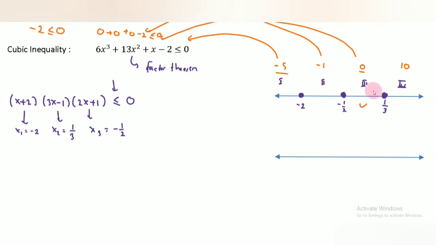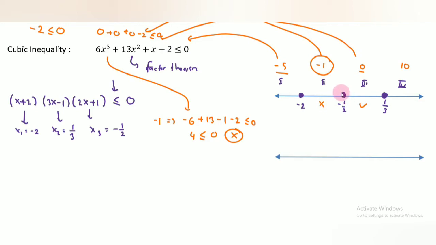Okay, so let me just use -1 as the representative of the second area. So if I use -1 and I put it into this inequality, it will be -6 plus 13 minus 1 minus 2 less than or equal to 0. So it will be, wait, it will be 4. 4 less than or equal to 0. And it is wrong. It means this area doesn't satisfy the inequality.